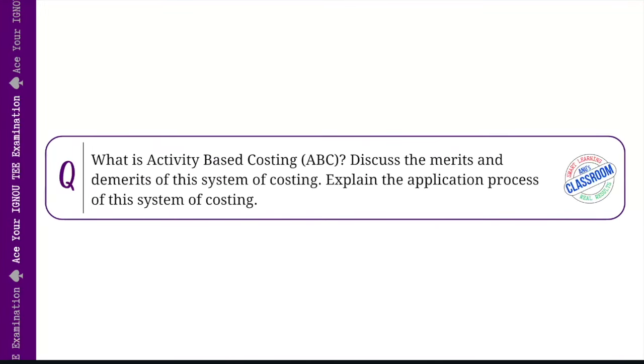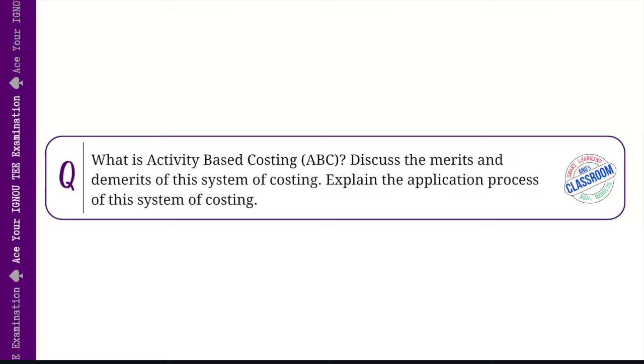What is activity-based costing? Discuss the merits and demerits of this system of costing. Explain the application process of this system of costing. So activity-based costing, or ABC, is a modern costing method which assigns cost to products based on the activities that actually consume resources. So that is why it is called activity-based costing.